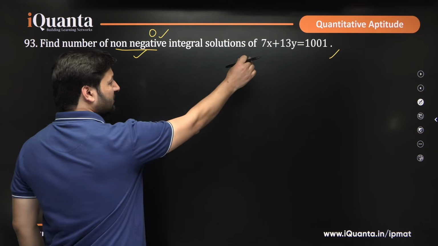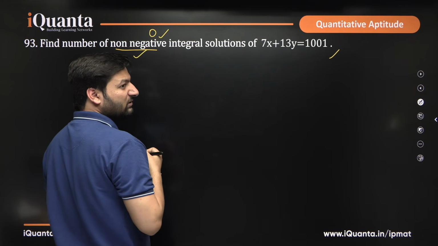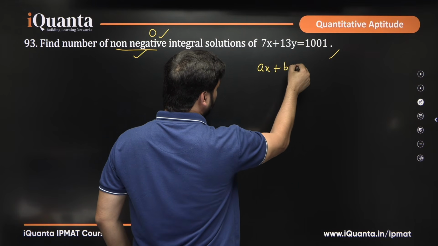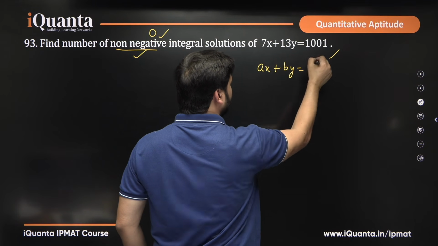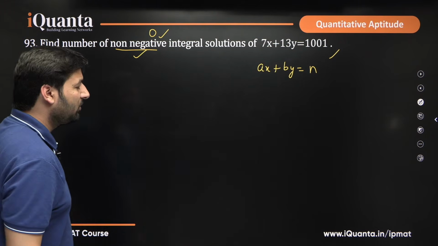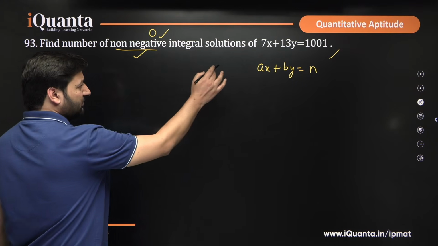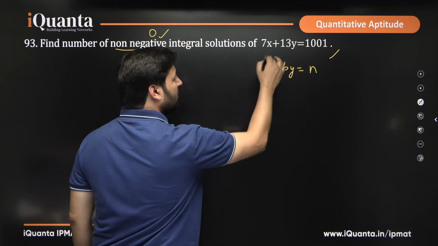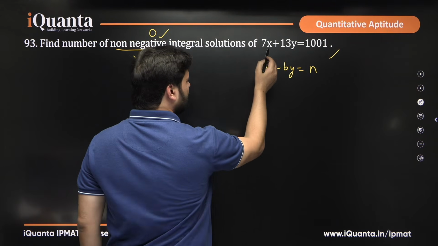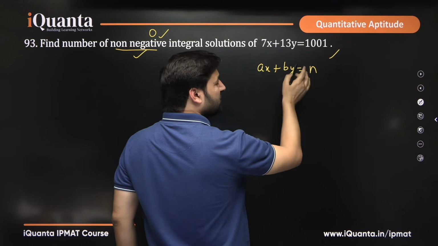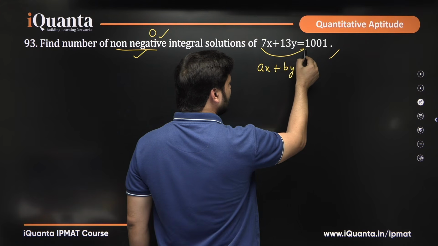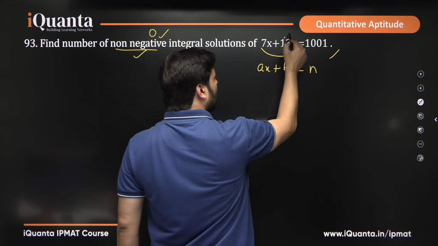So this is 7x plus 13y equal to 1001. This is an equation of the form ax plus by equal to n. The number on the right hand side is n, a is the coefficient of x, b is the coefficient of y. There are two ways to solve this question. You can first find one such value of either x or y that satisfies the equation. In such equations, you should always see whether n is divisible by any of a or b.